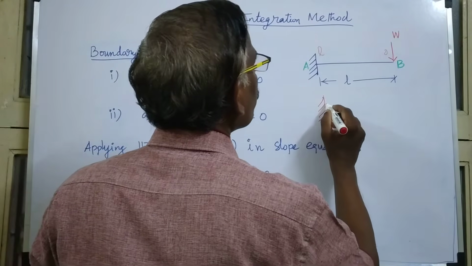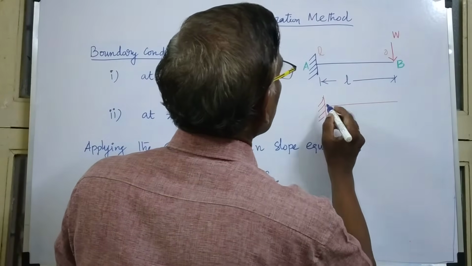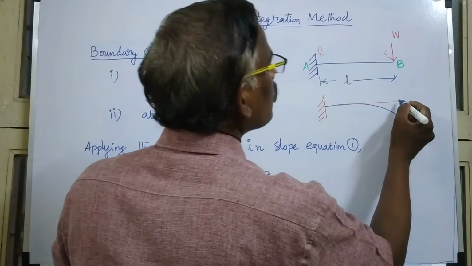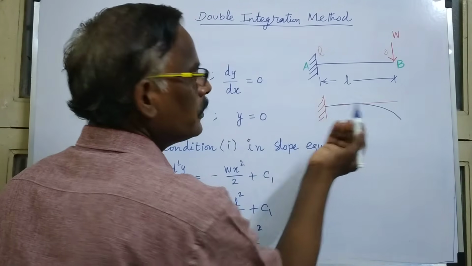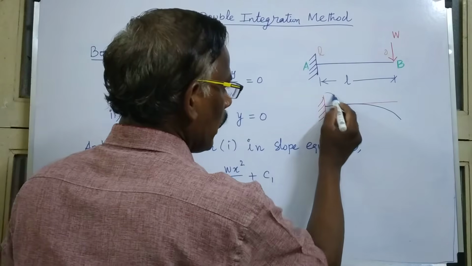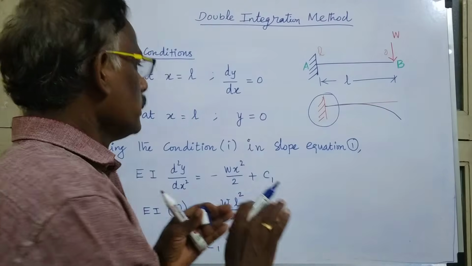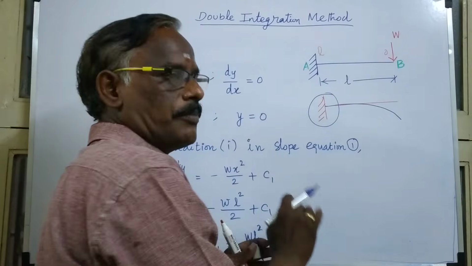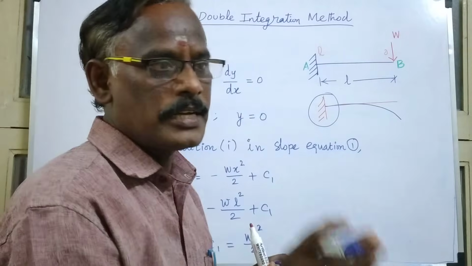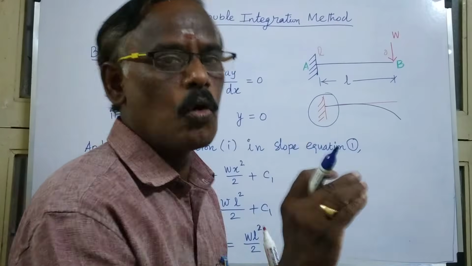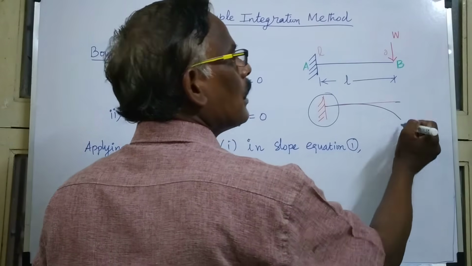Because of the load, it will deflect like this. Is it not? So the beam will bend like this. What is the slope here? 0. So at the fixed end there is no slope. Similarly, there is no deflection because it is fixed. So it will not get deflection and will not get any slope here. Here maximum deflection will occur.